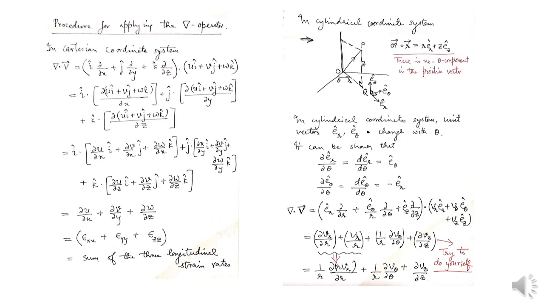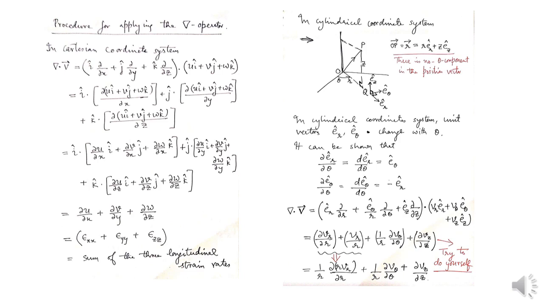So the final result is del V_r by del r plus V_r by r plus 1 by r del V_theta by del theta plus del V_z by del z. This is the volumetric strain rate in cylindrical coordinates. Please make sure that you derive it in your notebooks, and if you need any help, we are available.